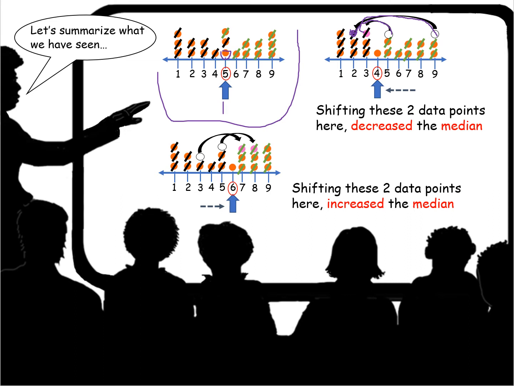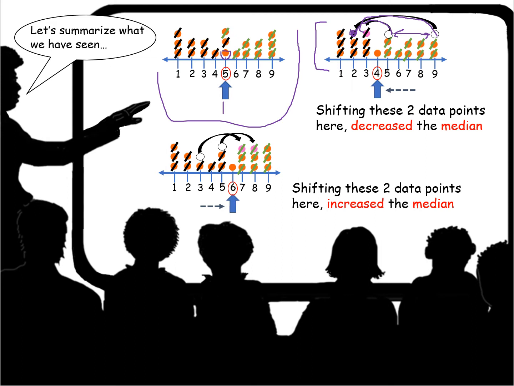Shifting those two data points decreases the median. Does that make sense? And by decrease, we mean that we actually moved it to the left, as you can see. Well, of course it does, because if we take two of these that are on the right side of the median or above it, and we move it to the opposite side, then we're going to have more data points on this side, so it's going to shift that median down.